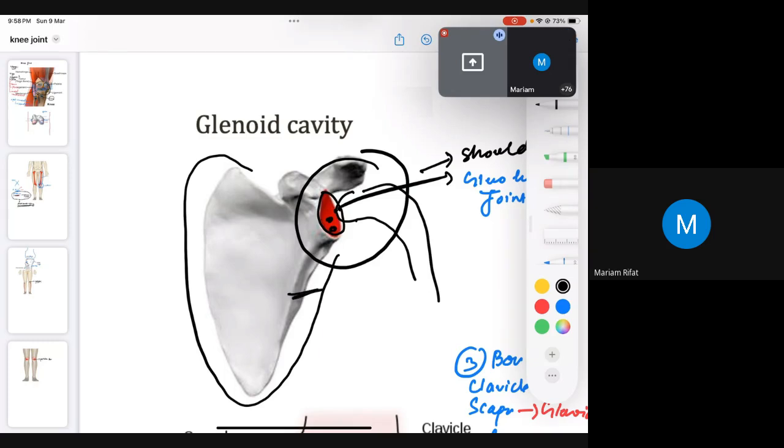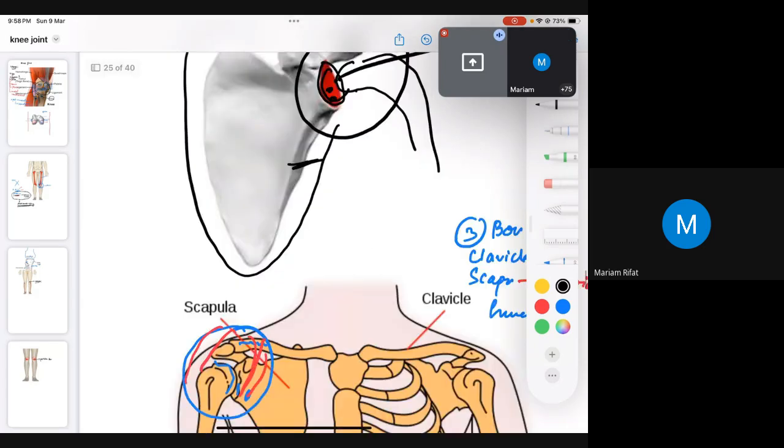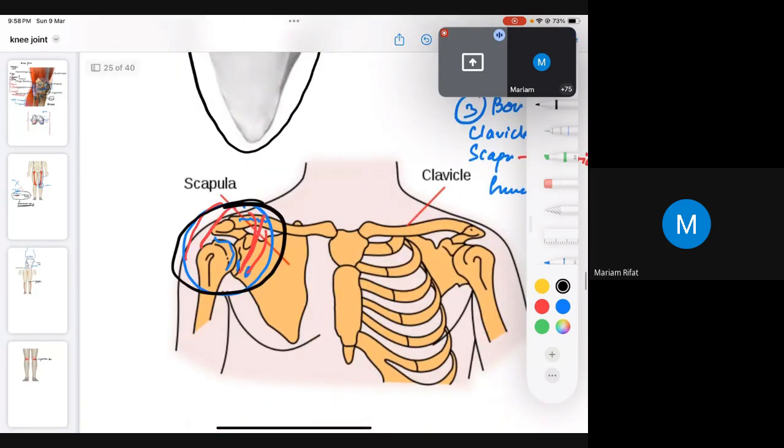We have our scapula, and the glenoid cavity or fossa is present within the scapula. We have the clavicle and we have the humerus, three bones, right? So here you guys can clearly see this is your shoulder joint. We have our clavicle, our scapula, and thirdly the head of the humerus. It's an example of a ball and socket joint, right?